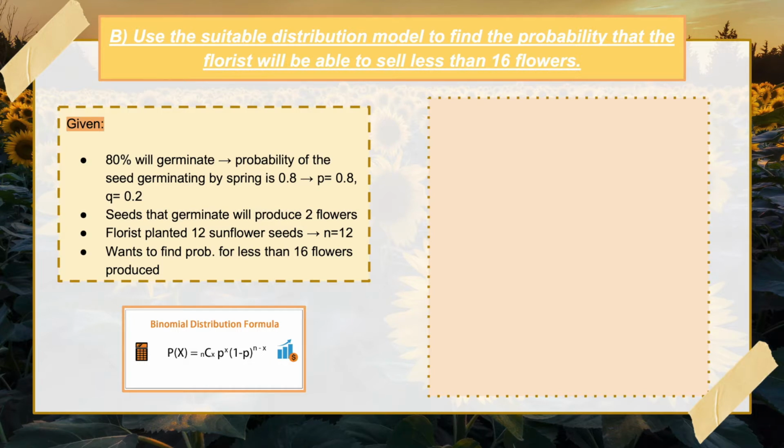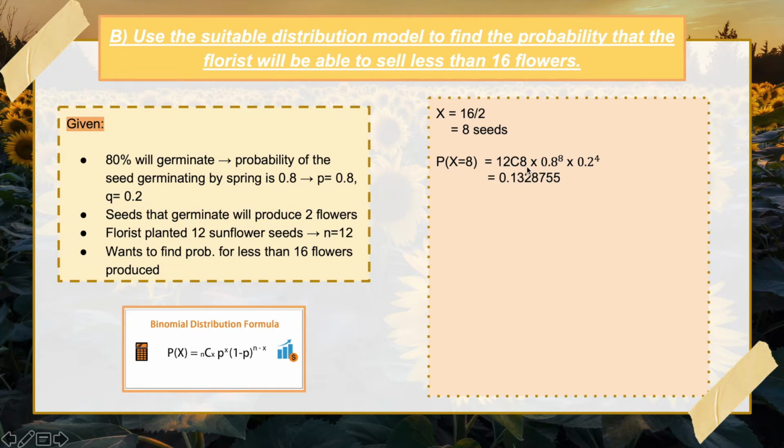But what we know is the probability of the seed germinating by spring. Then, how do we find the answer? Well, it is also given that if a seed germinates, it will produce 2 flowers. And since the question asked for less than 16 flowers, we can find x, the number of success, by dividing 16 with 2. This equals to 8 seeds. However, what we want to find is the probability of less than 8 seeds germinating. N is the number of trials, which is 12.